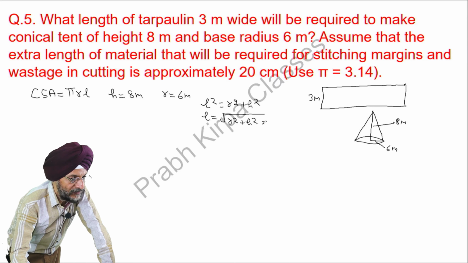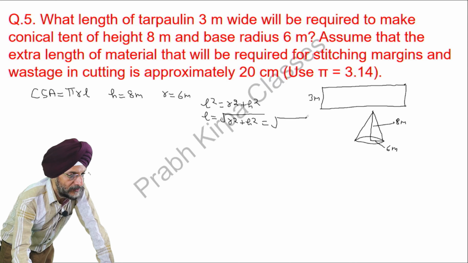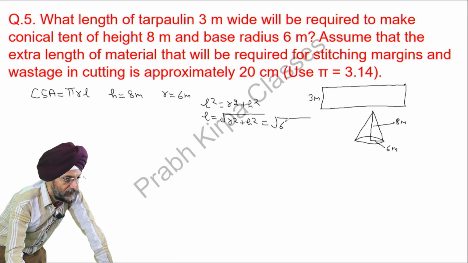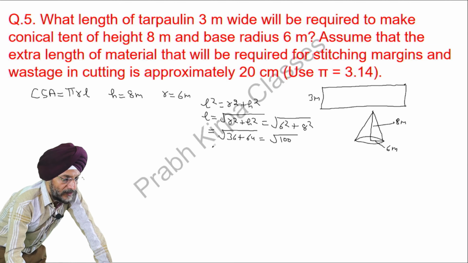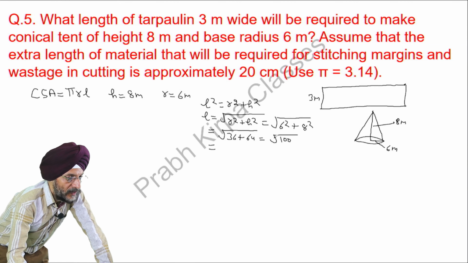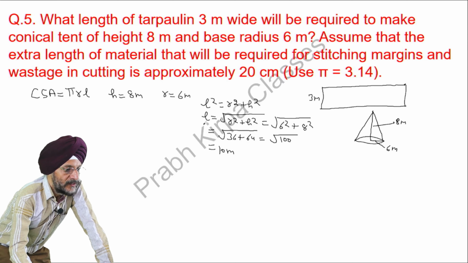We will fill in the relevant values. Value of R is 6 and the value of height is 8. It will become 36 plus 8 square, which is 64, so 36 plus 64 becomes 100. Under root 100 becomes 10. So the value of slant height is 10 meter.